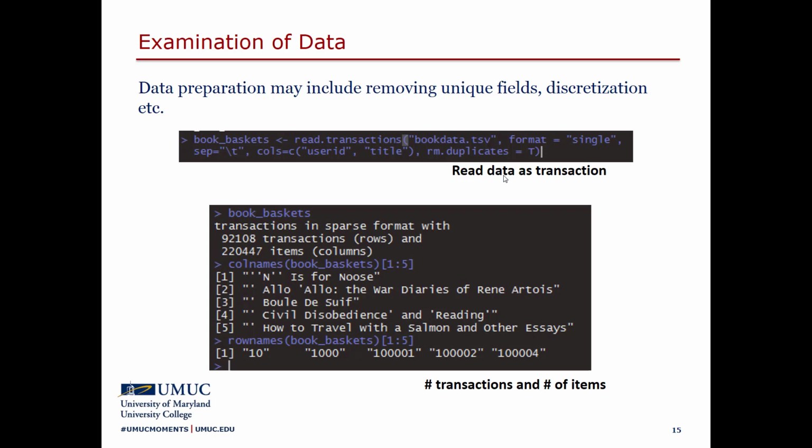Okay, here is the summary of the loaded data. As you can see, there are 92,108 transactions. Those are the rows, the customers, and there are 220,447 items, books. Okay, here are a few cases of the book titles, like 5 cases, and the corresponding customer IDs.